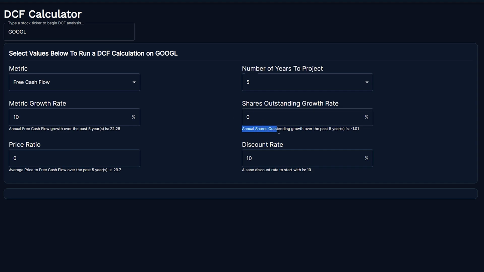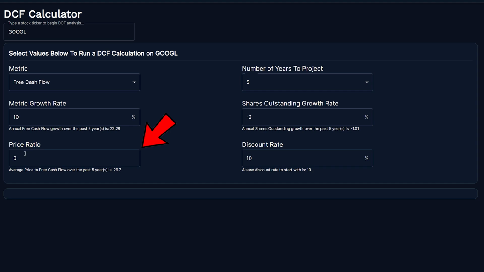And right here, Stock Unlock tells me that the annual shares outstanding growth for Google over the past 5 years has been about -1%, which basically means that over the past 5 years, Google has been buying back about 1% of their shares on an annual basis. Now, personally, I think that Google is going to buy back about 2% of their shares annually over the next 5 years because the company is focusing on buying back shares right now. So that is the input that I'm going to put in here.